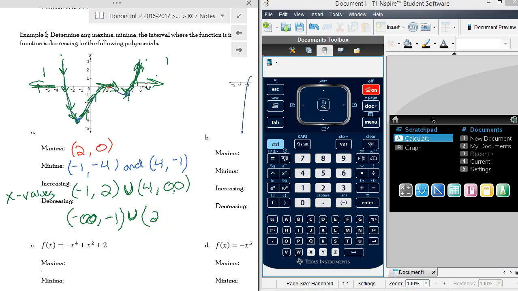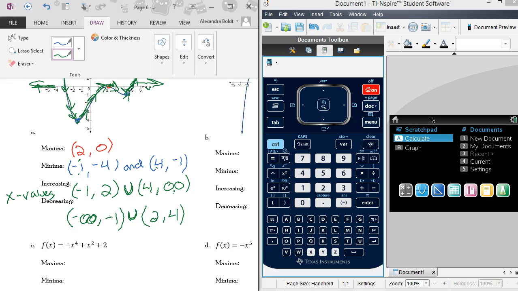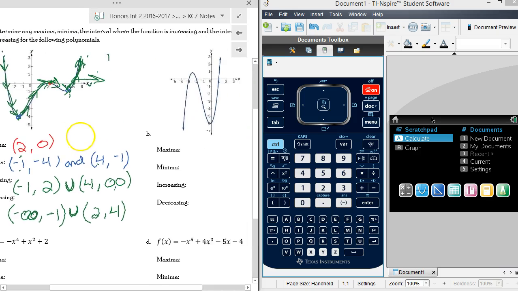So that's 2 to 4. And that's it for the increasing and the decreasing part. Again, we're using the x values from our minimum and maximum. Those are the only numbers we use, and then infinity and negative infinity. All right, let's look at another example.